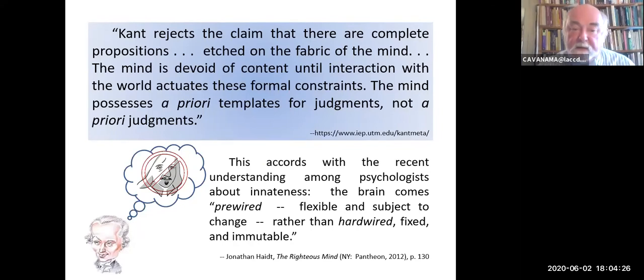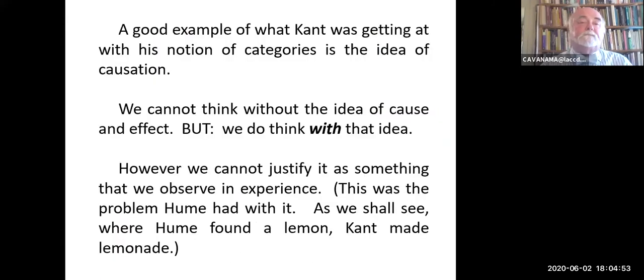Interesting commentary on Kant: Kant rejects the claim that there are complete propositions etched on the fabric of the mind. The mind is devoid of content until interaction with the world actuates these formal constraints. The mind possesses a priori templates for judgments, not a priori judgments, but they are indeed formal constraints. And this is in accord with a lot of what neuroscientists are telling us also about the brain. Kant's coming into his own in our time, in a way that he didn't in his own time.